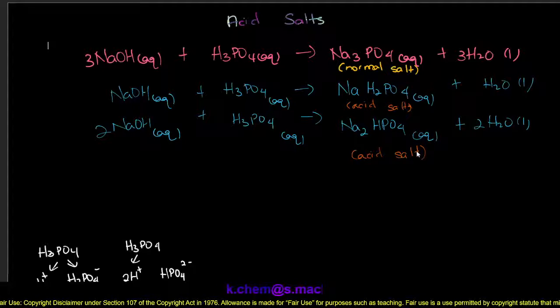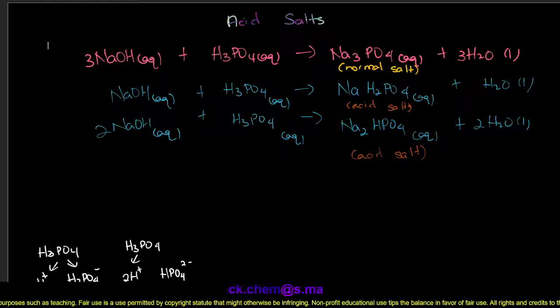I'll also mention the names of the two acid salts. Where we have H2PO4 minus, this is a dihydrogen phosphate. So the name of the salt is sodium dihydrogen phosphate. Where we have HPO4, the name of the anion is hydrogen phosphate. So the name of the salt is sodium hydrogen phosphate.